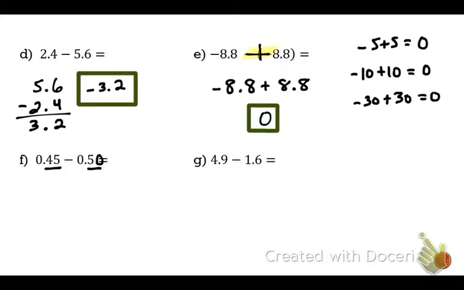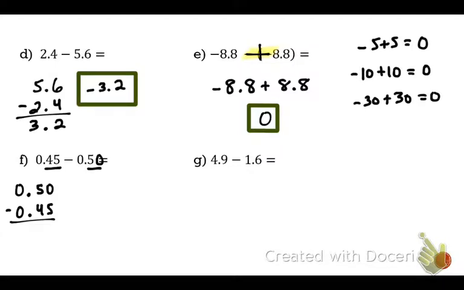So I'm going to go ahead and just put a 0 right there. Keaton, do we have the same sign or different sign? Different sign. Subtract and take. So we're going to take the larger absolute value, which is 0.50, and subtract the smaller one, 0.45. Keaton, what do you get?